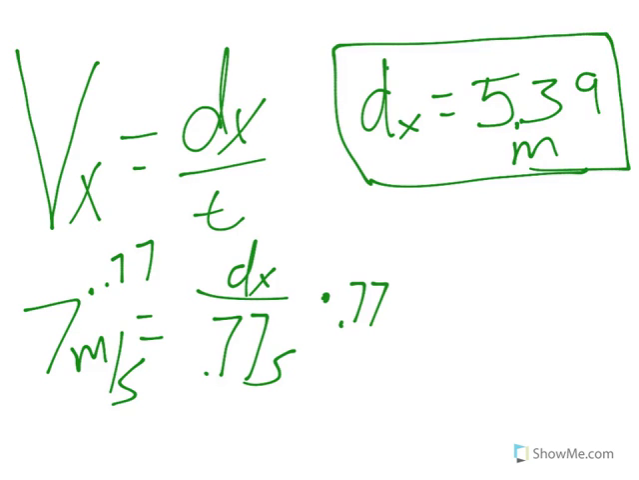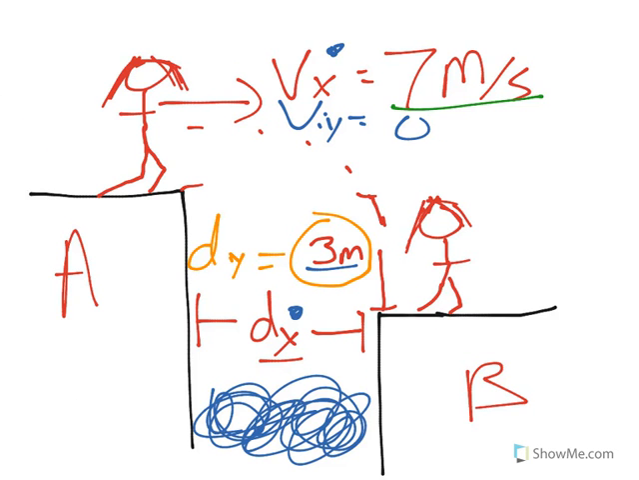And we had to do two things in order to answer this problem. We had to first figure out that since the distance in the y was 3 meters, we had to use this information to find the time, and then once we got the time, we could solve for the distance in the x.